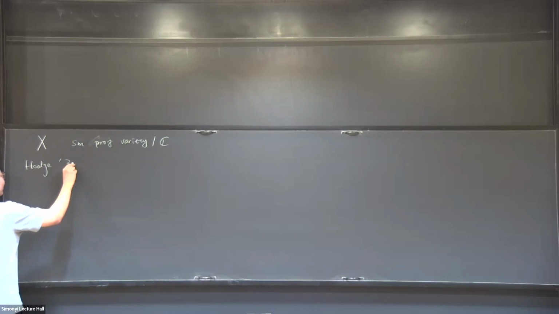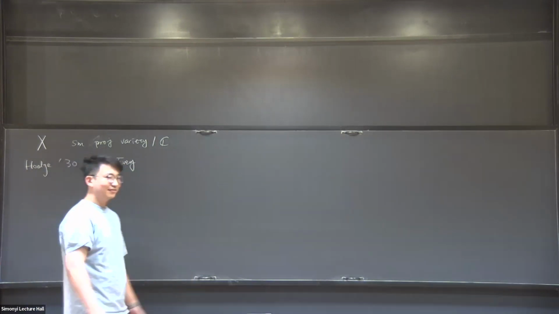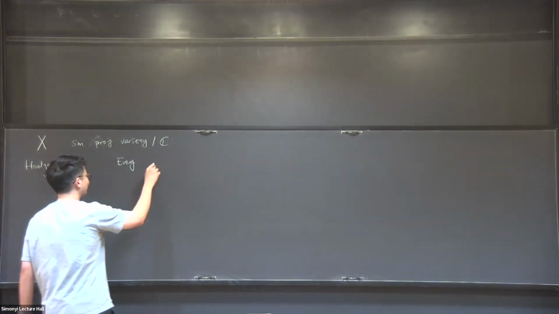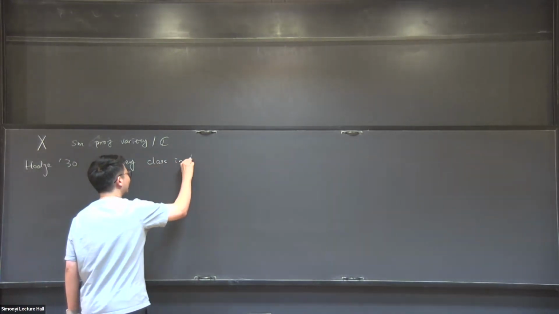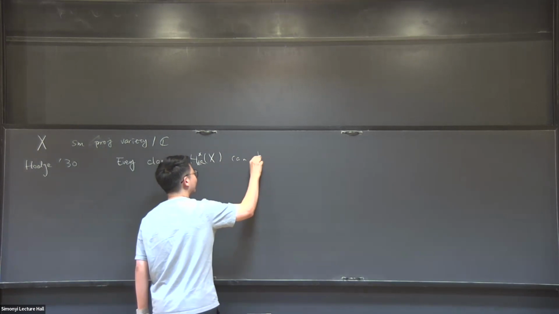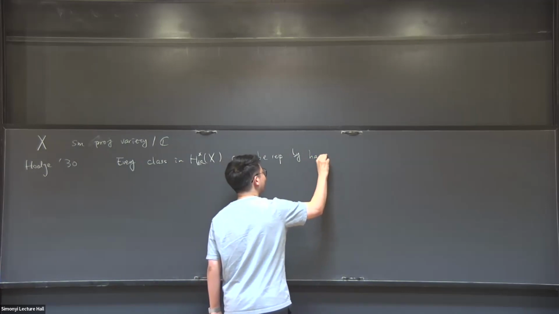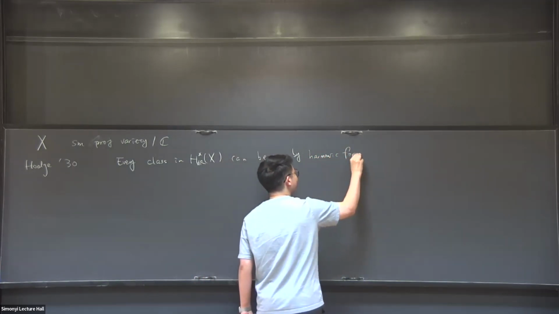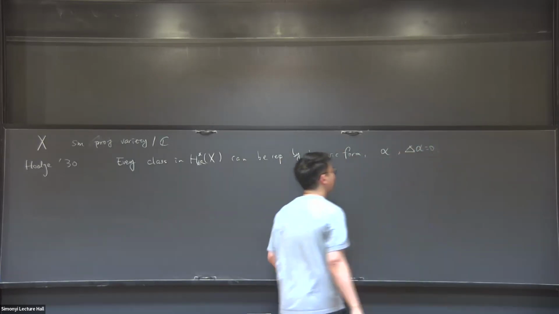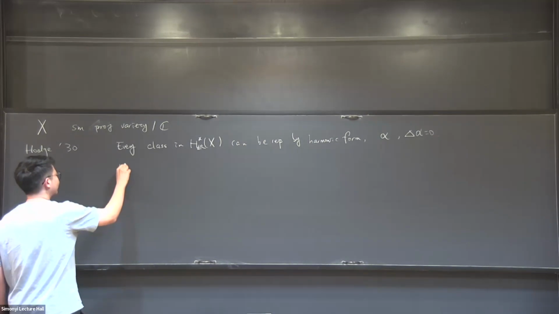So Hodge in the 1930s showed that every class in the de Rham cohomology can be uniquely represented by a harmonic form. That is a form alpha such that we can define a Laplacian on it, and the Laplacian is 0. And it leads to the so-called Hodge decomposition.